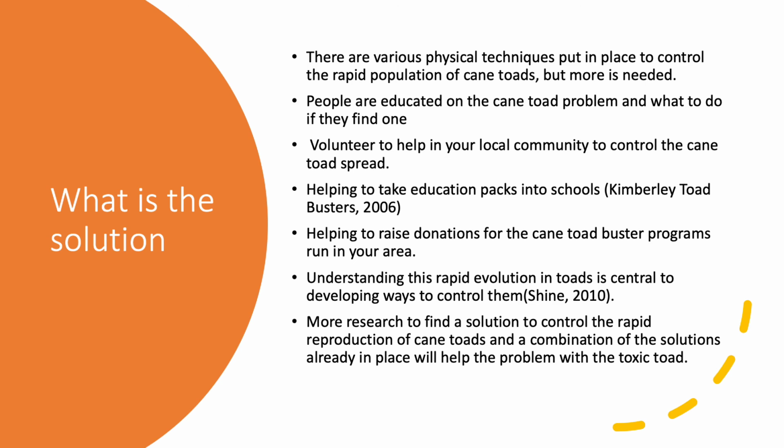You can help by donating to certain websites like the Cane Toad Buster programs or WWF to raise awareness and more research to be done for the cane toad. Also, the key solution is, as Richard Shine says, to understand this rapid evolution in toads. It is the central way of developing and controlling them. So once they find a solution to that and how to stop them reproducing, then we should be able to live alongside the cane toad safely.